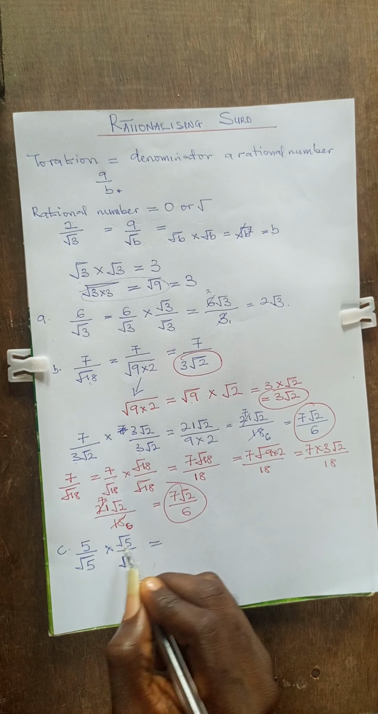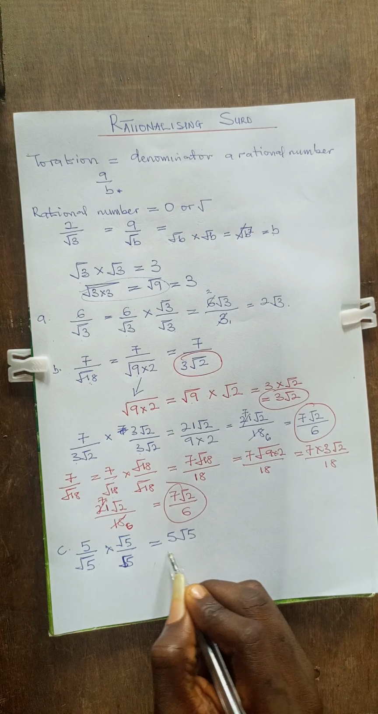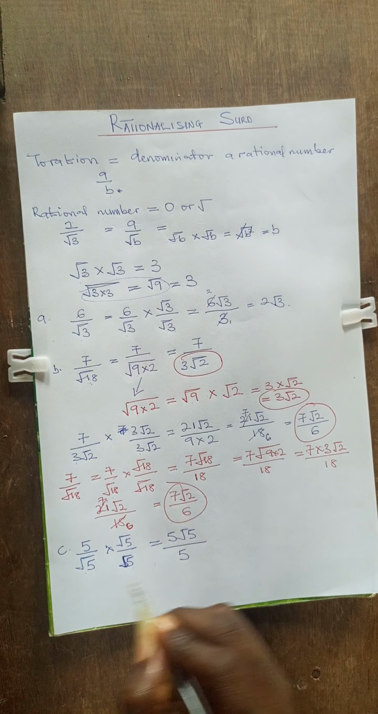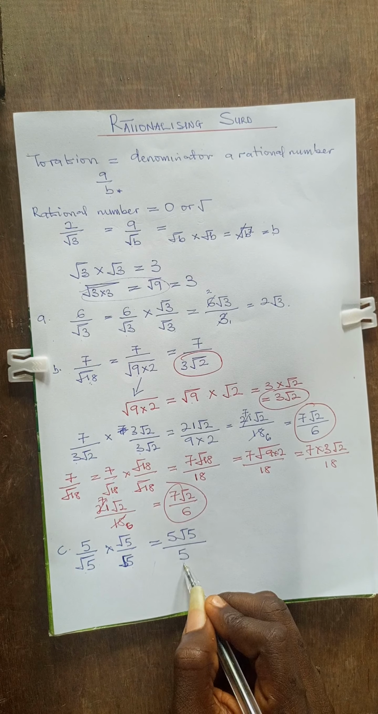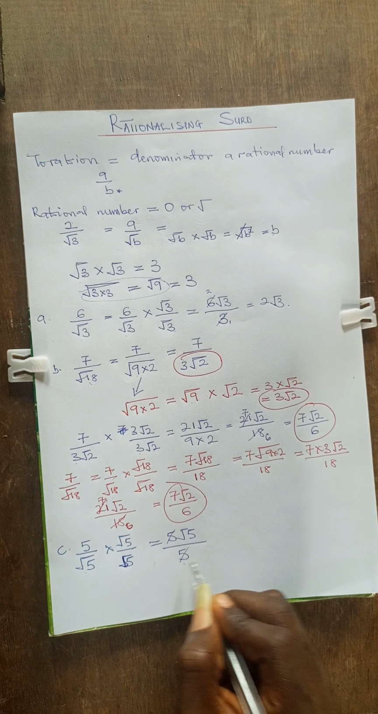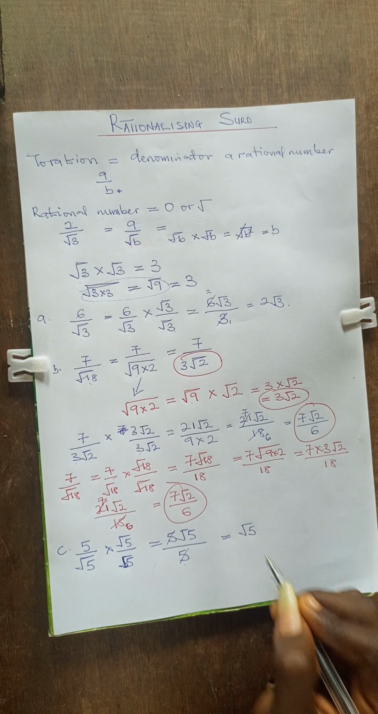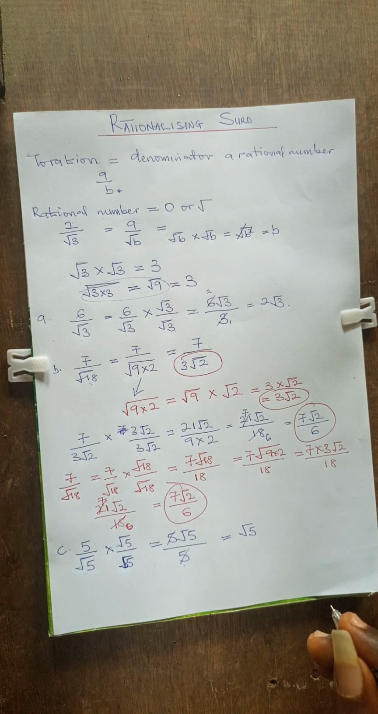So this will give you 5 times root 5, which gives 5 root 5, all over root 5 times root 5, which gives you 5. Same number, pick one, leave out the roots. 5 here, 5 here. This 5 cancels this 5. Your answer here could be root 5. So that's not all for rationalizing.